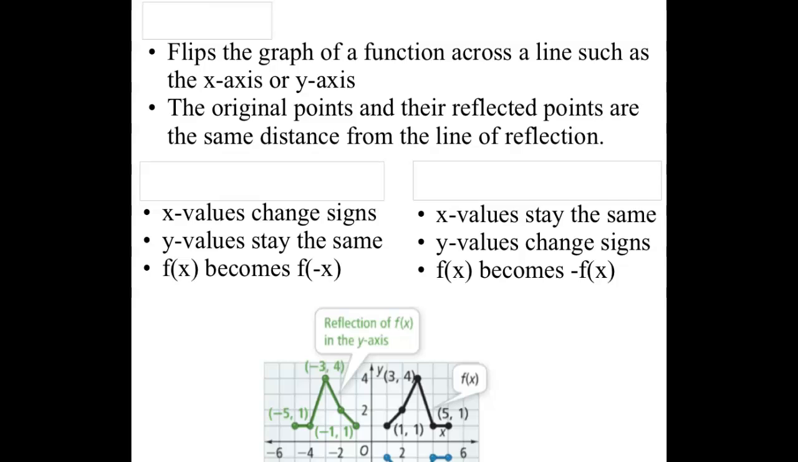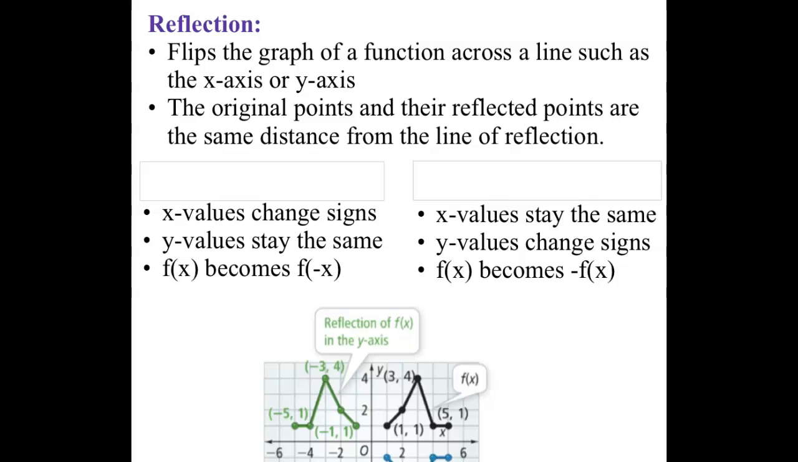All right. The last transformation that we're going to look at deals with reflections. I know in geometry you guys did reflections, yes? We are going to limit it to reflecting over one of the axes, the x-axis or the y-axis. Okay? So a reflection will flip your graph across a line such as the x-axis or y-axis. The original points and their reflected points are the same distance from the line of reflection.